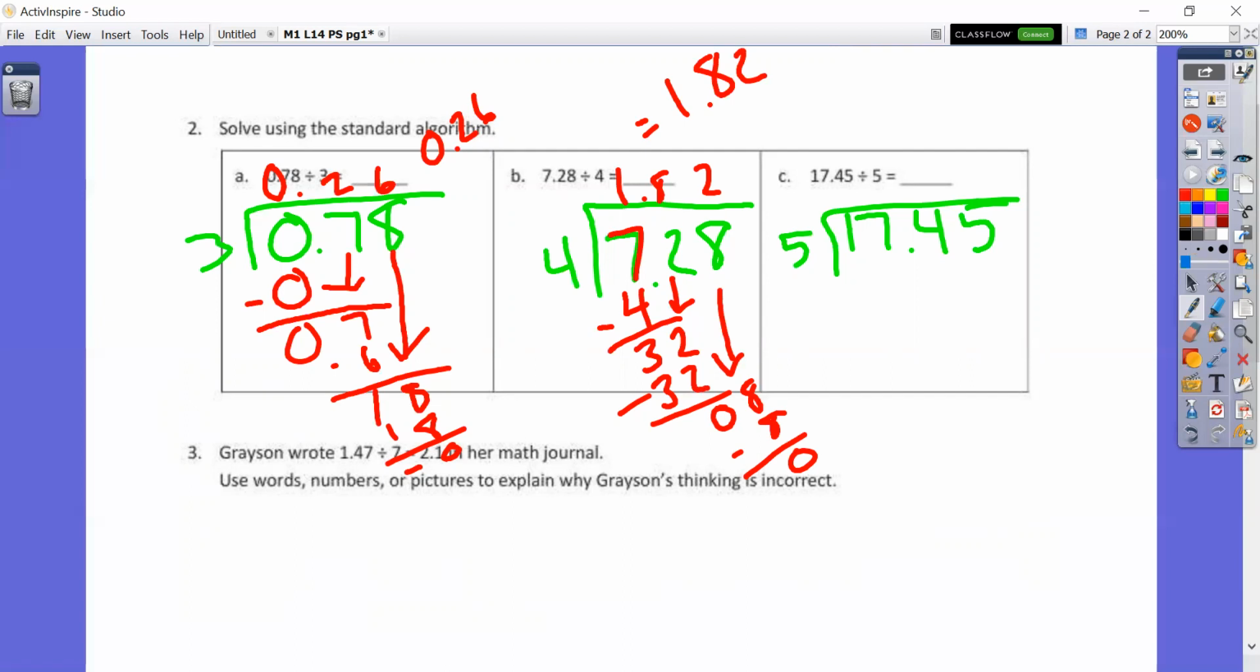All right. Let's go to the hardest one on this paper. Our dividend is 17 and 45 hundredths. Our divisor is 5, saying we're dividing this into 5 groups. We start in our largest place value, which is the tens place, and we see 1 ten. Can we distribute the tens place into 5 groups? Nope, because it's not a multiple of 5, so we can't do it.